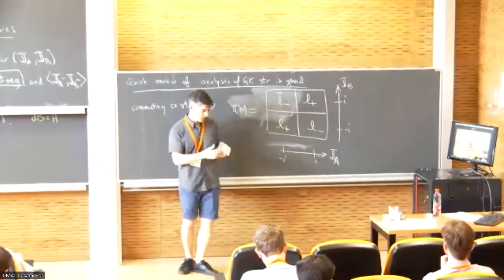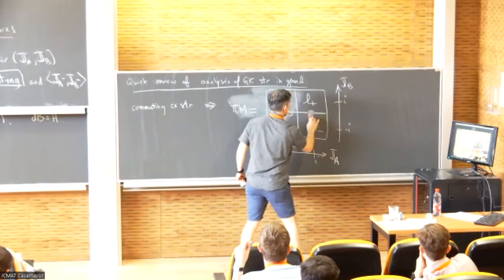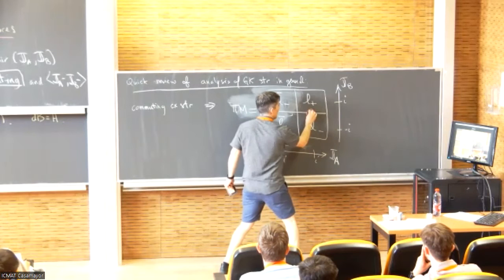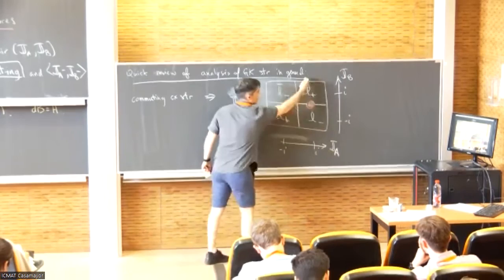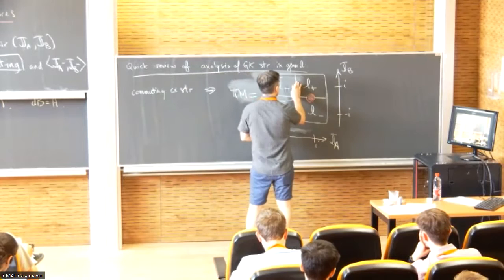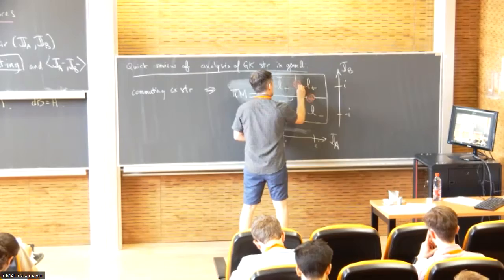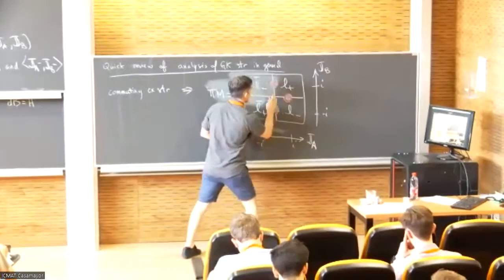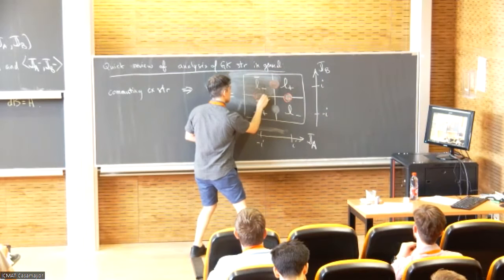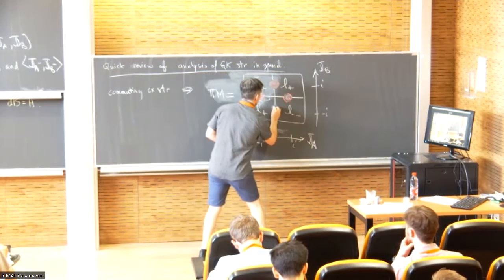And this, I'll draw it here on an edge. This sum is called LA, the plus I eigenspace of JA. The sum of these two is the plus I eigenspace of JA. And this is LB, the plus I eigenspace of JB. And then, of course, this I should call LA bar, and this one is LB bar, the complex conjugate.